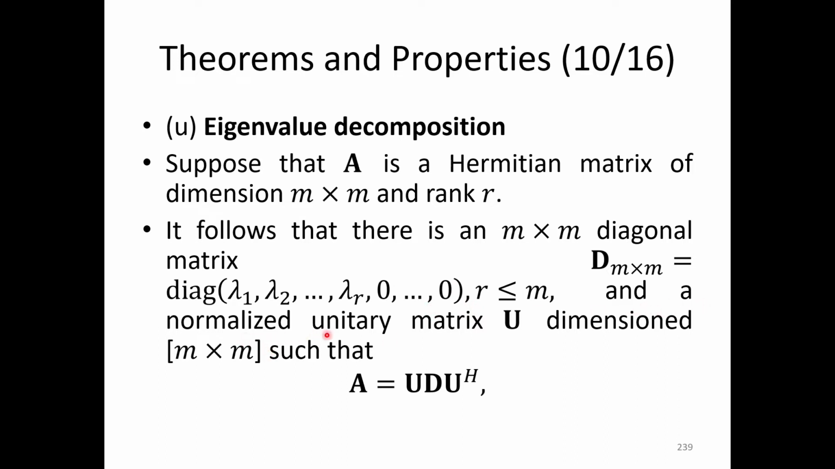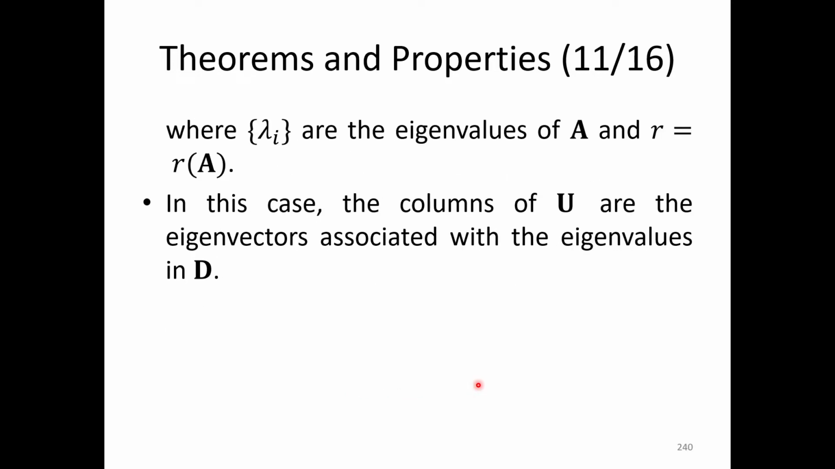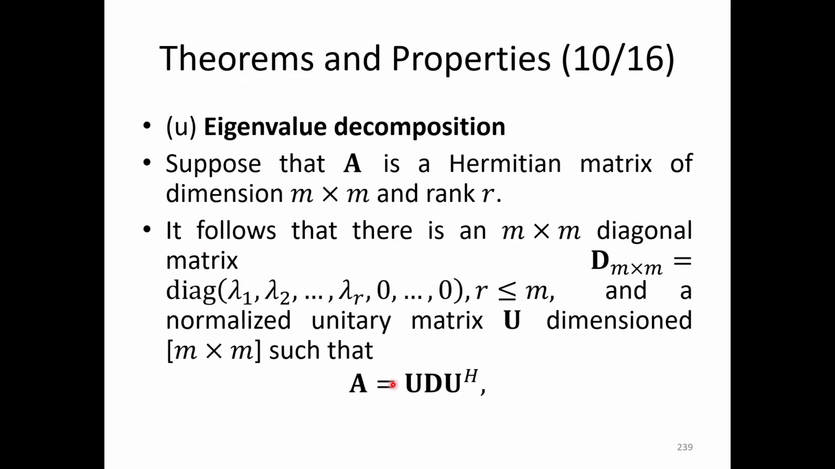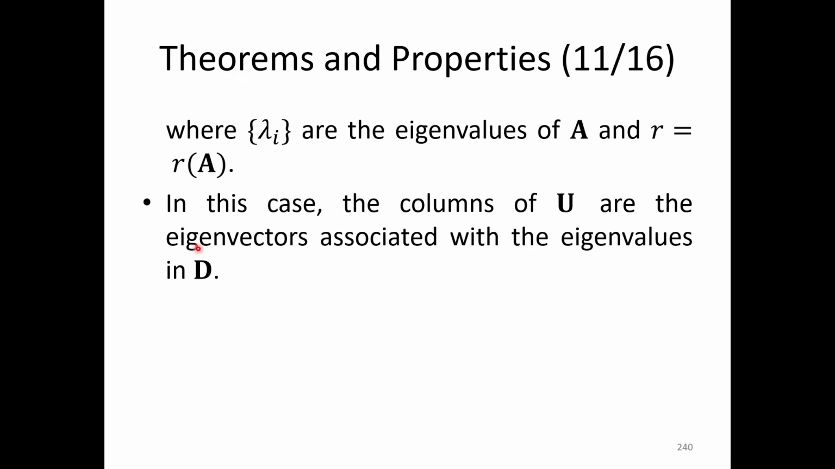And a normalized unitary matrix U dimensioned m by m such that A is equal to U times D times U Hermitian, where lambda I are the eigenvalues of A and R is equal to the rank of the matrix A. In this case, the columns of U are the eigenvectors associated with the eigenvalues lambda I in D.